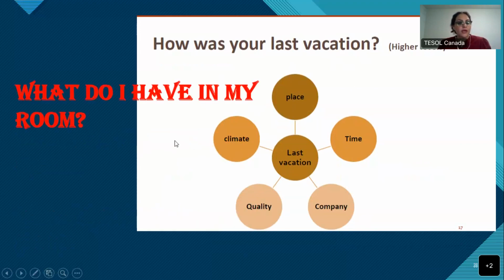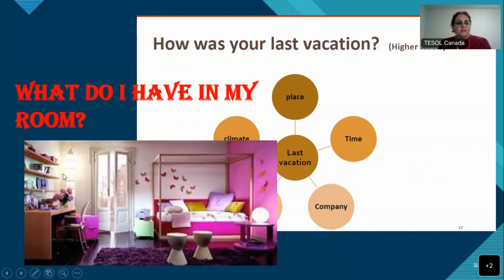What do I have in my room? So you can take a picture of your room, your favorite room. It could be any room in your house that you like most, and write about it. What do you have?